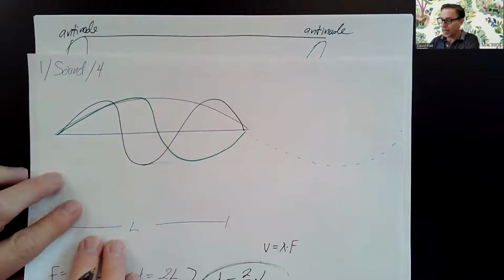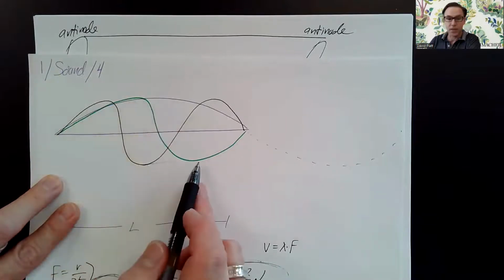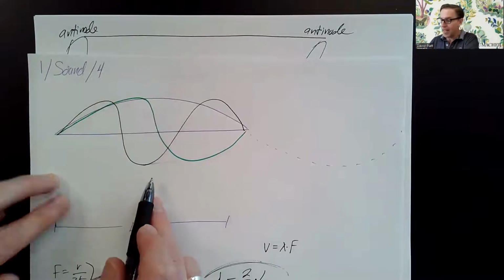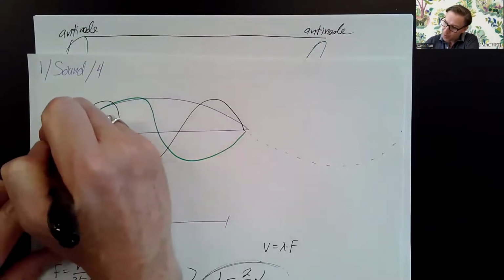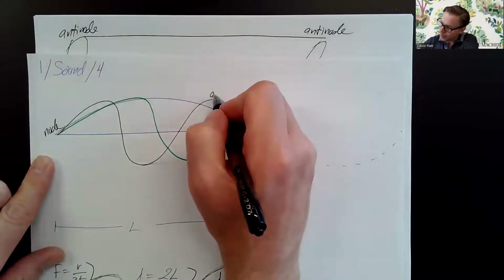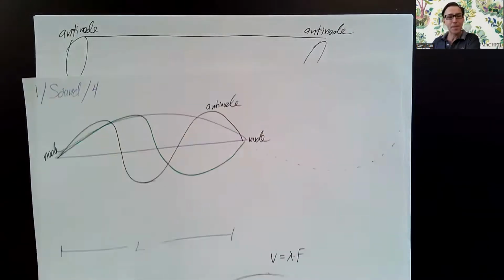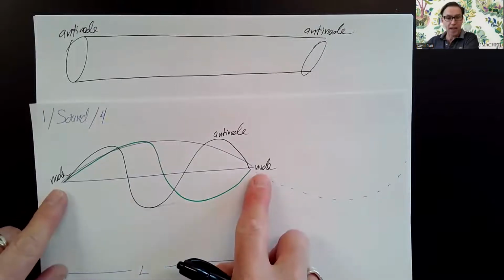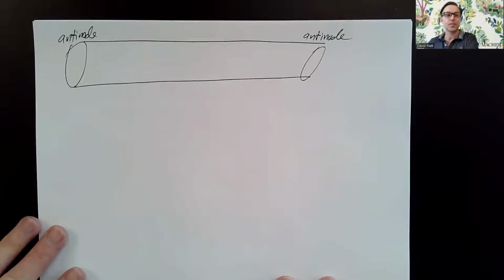With the string, this or this or this or this or this would indicate an antinode, where the string is moving back and forth a lot. And at the ends on the string, we had a node. Node, antinode. On the pipe, it's sort of exactly the opposite. Instead of nodes at the end, I have antinodes at the ends.